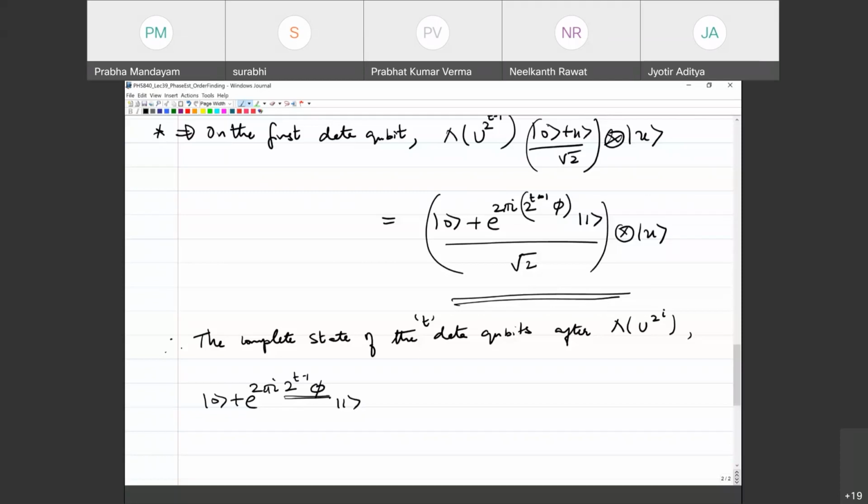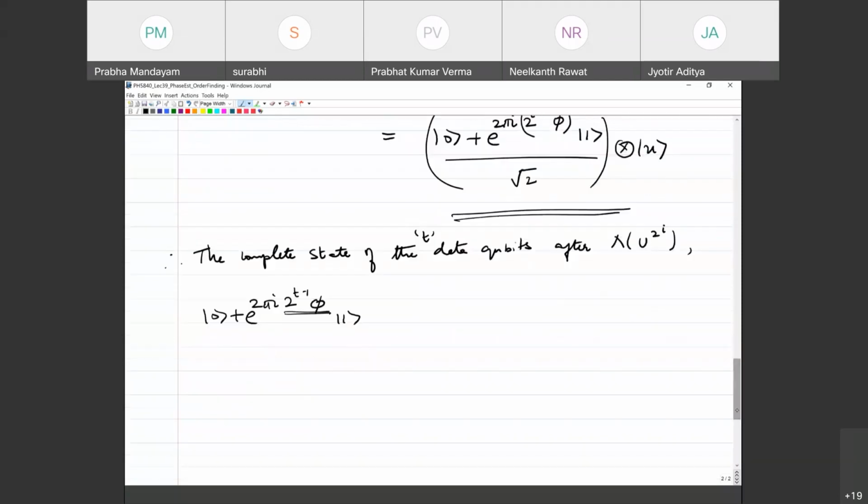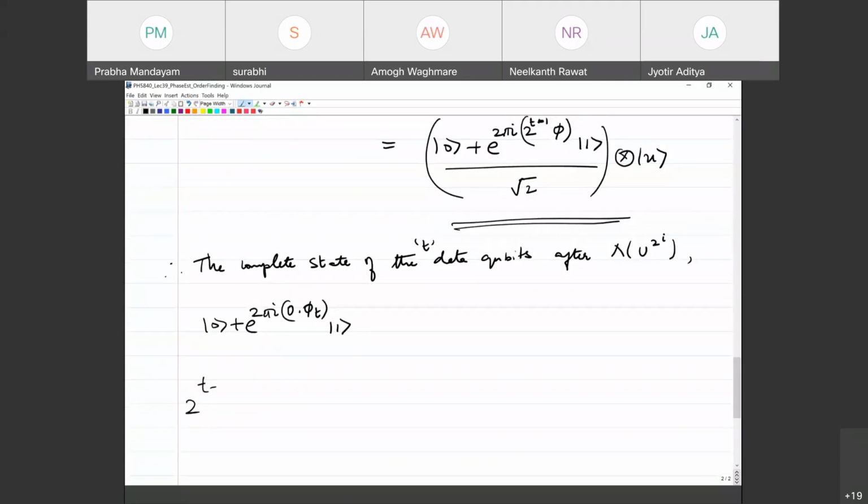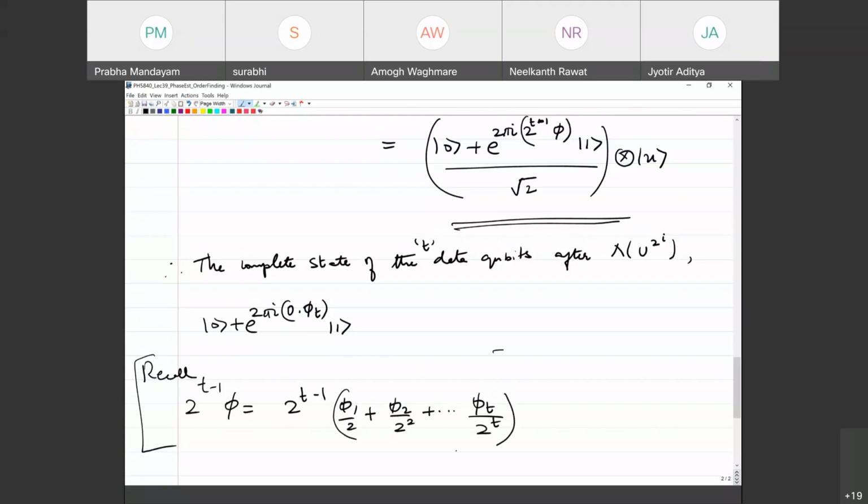It will be phi t, 0.phi t. Yeah, exactly. Good. So this is basically going to be 0.phi t ket 1, right? Why is that? Because 2 to the t minus 1 phi is nothing but 2 to the t minus 1 times phi 1 by 2, phi 2 by 2 squared, etc., phi t by 2 to the t, right? And so the only non-trivial phase that you're going to have is the one with the phi t, right? So recall this.